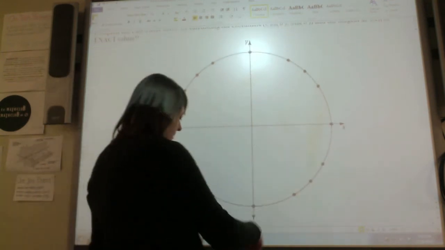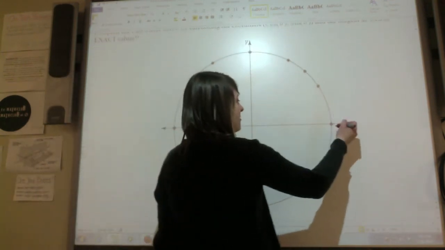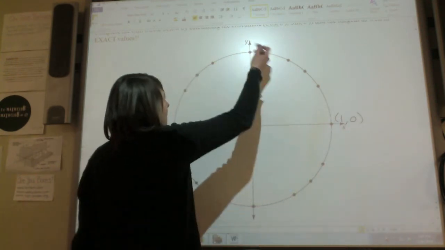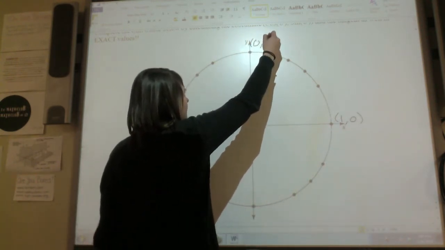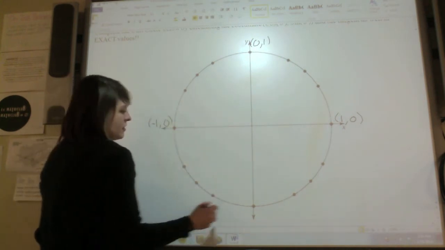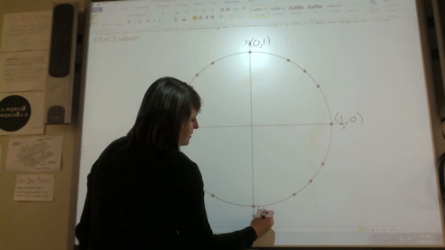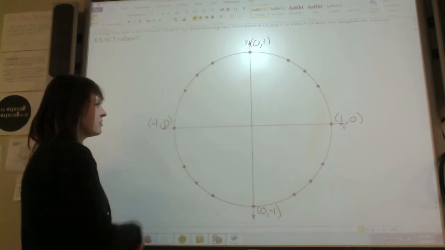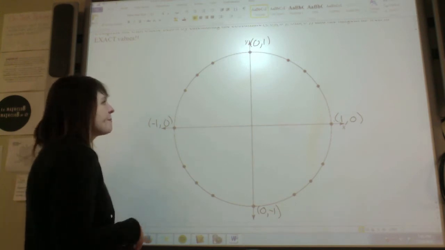So, starting in my first quadrant here, I know that this point is 1, 0. I know that this point here is 0, 1. I know that this point here is negative 1, 0. And I know that this point down here is 0, negative 1. Those are just points that I know because this is the unit circle, which has a radius of 1.